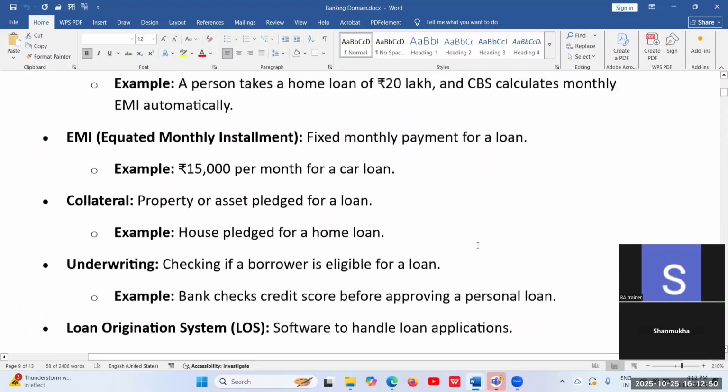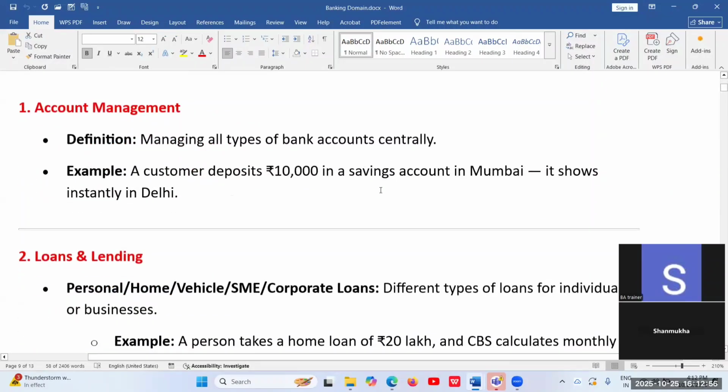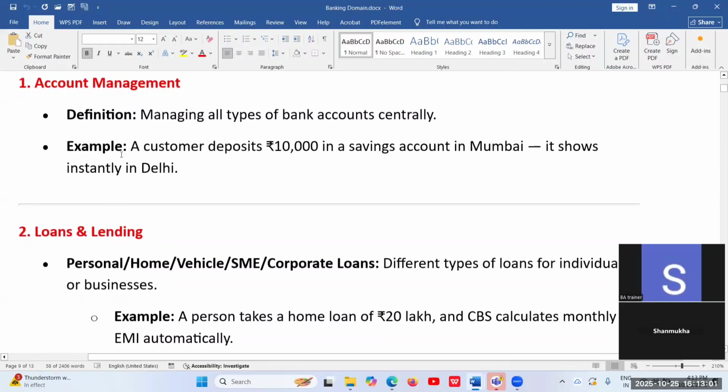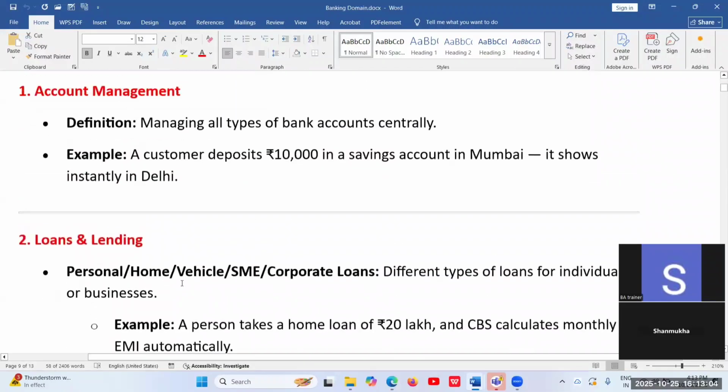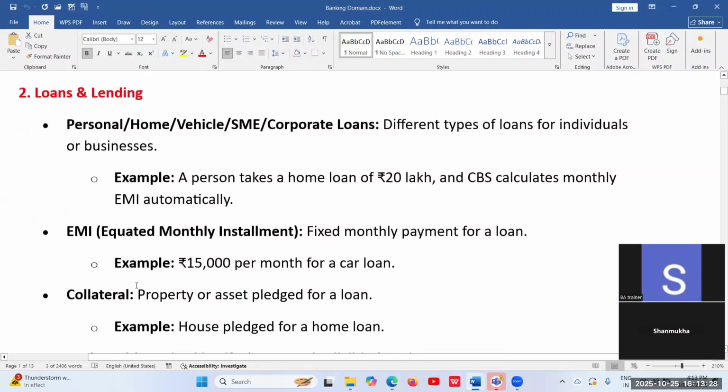These terminologies might look challenging for you, but they are very essential as a banking domain business analyst. First of all, account management: it means when customers open their accounts and deposit a sum of amount in that account. Those processes are called account management in the banking industry.